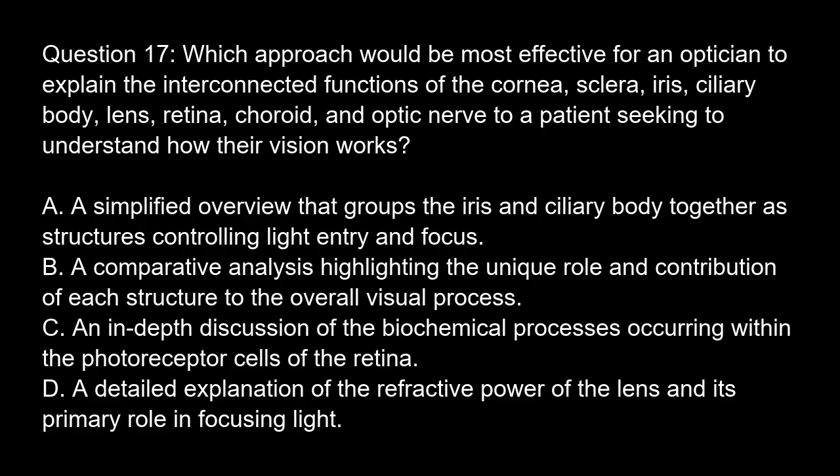Option B. A comparative analysis highlighting the unique role and contribution of each structure to the overall visual process. Option C. An in-depth discussion of the biochemical processes occurring within the photoreceptor cells of the retina. Option D. A detailed explanation of the refractive power of the lens and its primary role in focusing light.